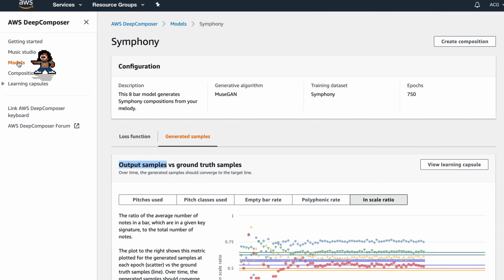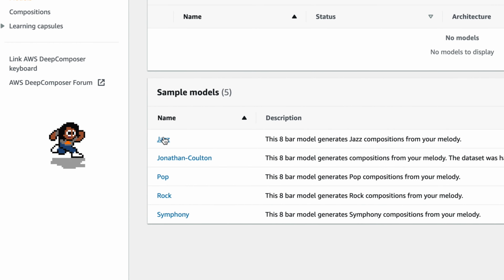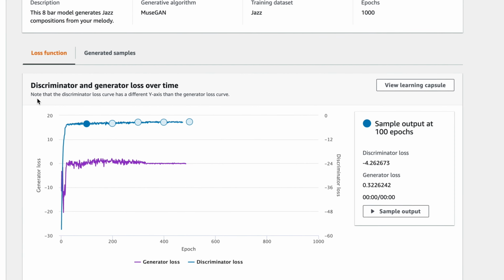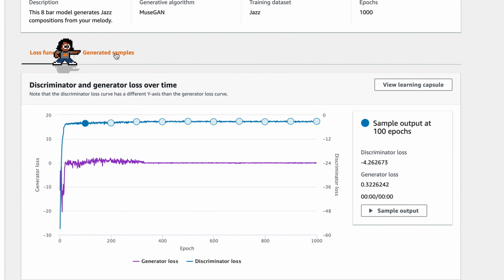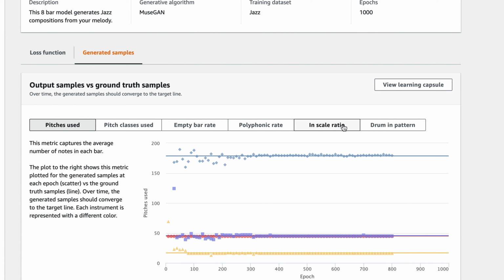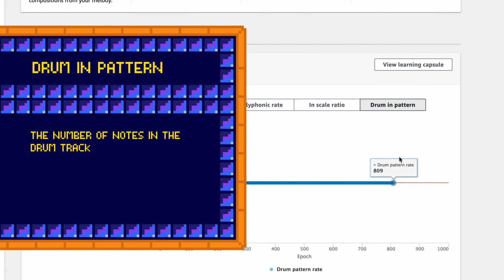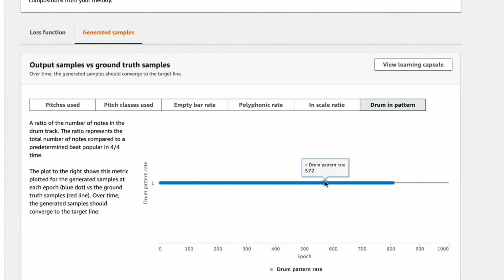There is one other metric that's not shown here on the symphony pre-trained model. It's called drum and pattern, and we can actually find that in the jazz model. So click back on models to go to the main page, and then click on jazz and click on generated samples. And then now notice there's this new one here called drum and pattern. This metric tracks the number of notes in the drum track. And like I said, this metric is not a part of every model, but drums are used in jazz. And if you just look at this graph, there's just one.